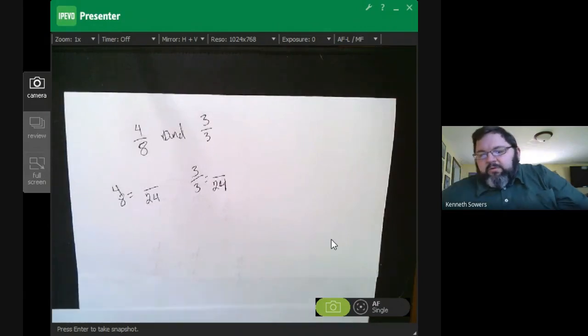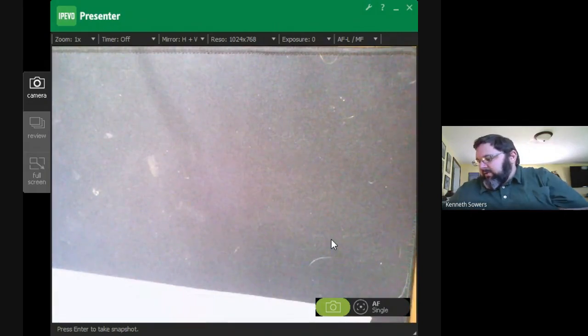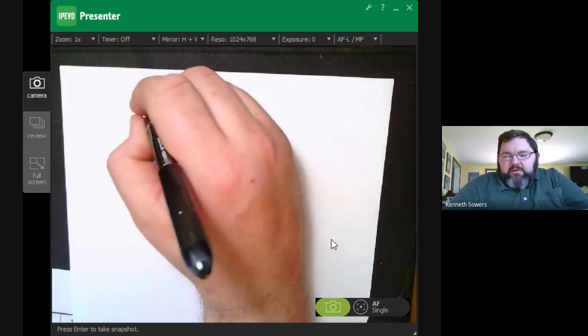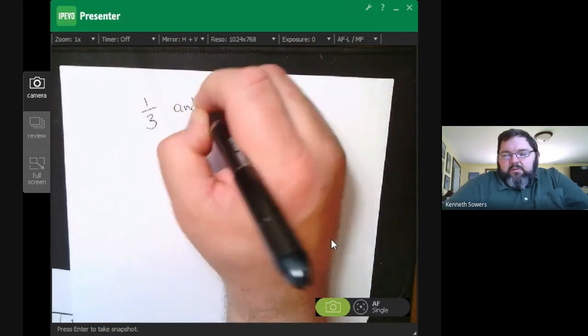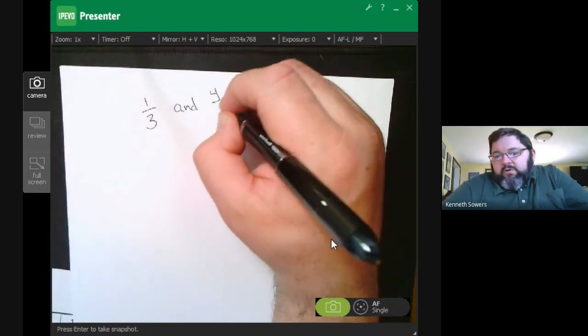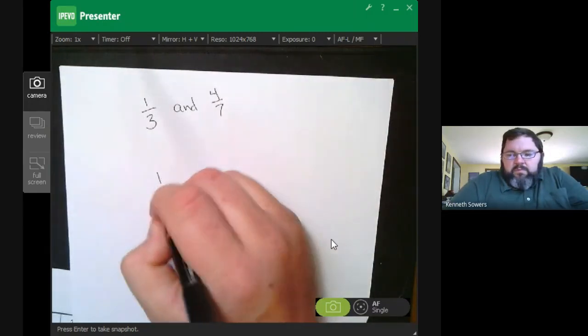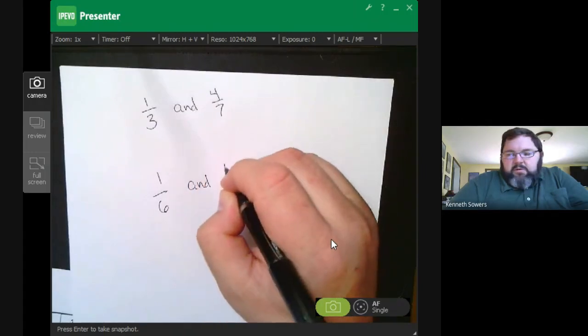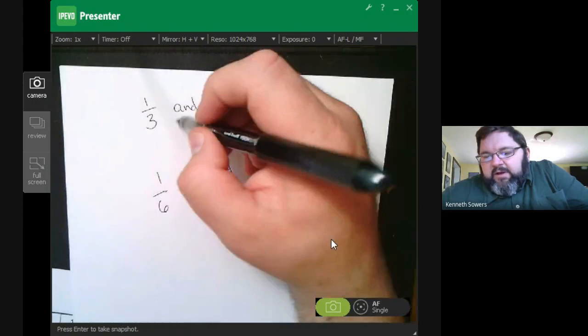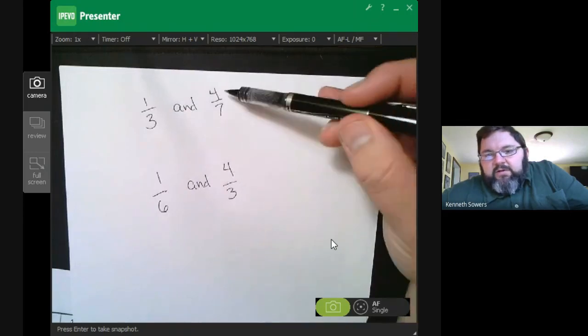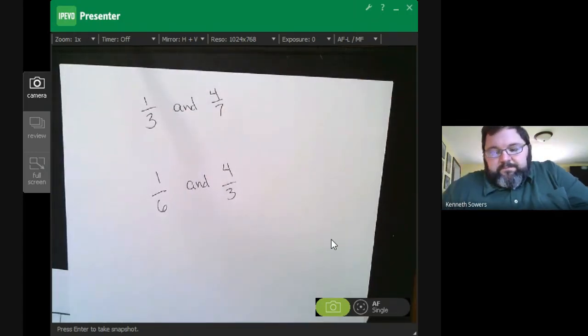So I'm going to give you a couple of numbers here that I want you to find a common denominator for as well. You don't need to find the equivalent fraction yet. We'll go back and we'll do that in a minute. But just find the common denominator between 1/3 and, let's say, 4/7. And we'll do 1/6 and 4/3. So what is a common denominator between 1/3 and 4/7 and 1/6 and 4/3? Go ahead, find those numbers out and type it into the chat when you are ready.